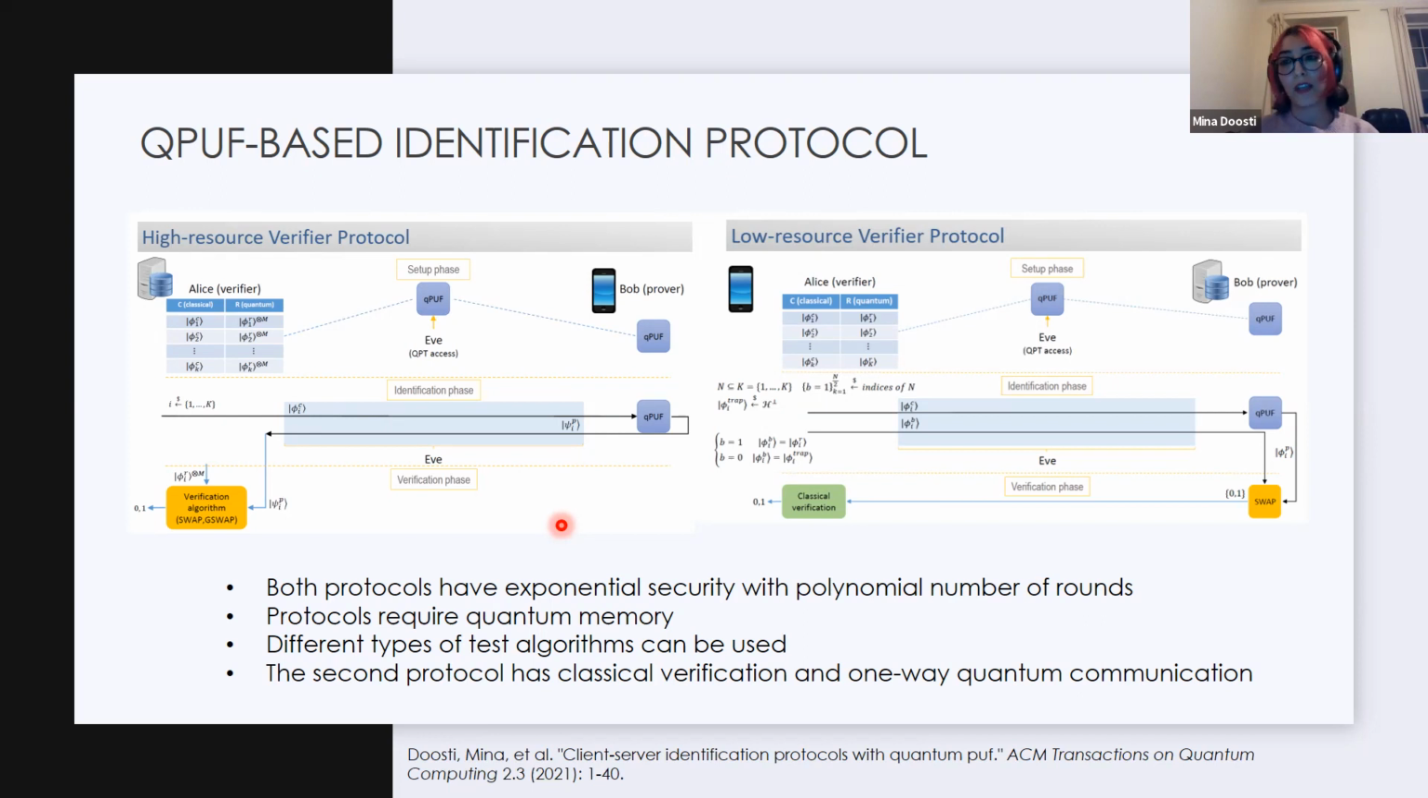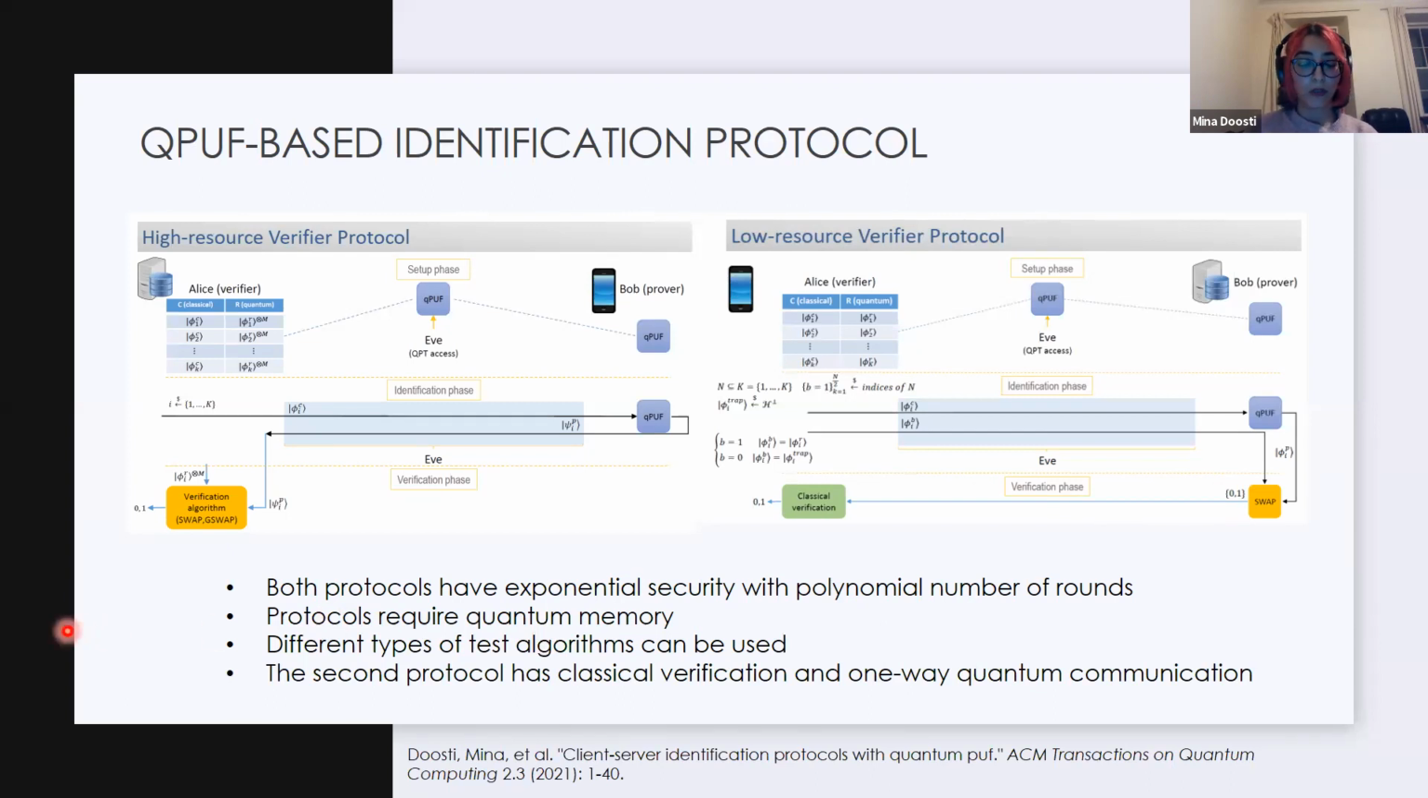The downside of this protocol is that they both need quantum memory for the quantum database that is used to check. But yeah, the security is good. And then in the second case, where you have a low resource verifier, you can do a completely classical verification on the verifier side, and you can delegate the whole quantum computing part to the server.